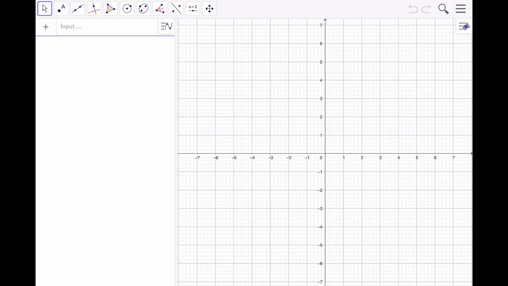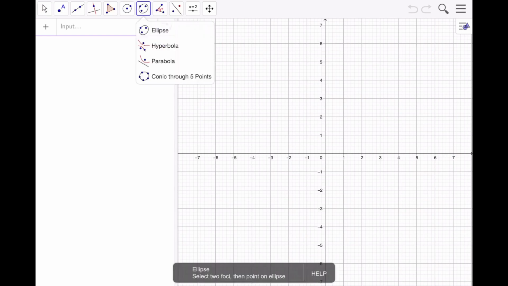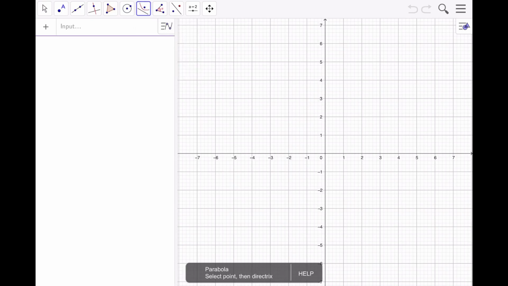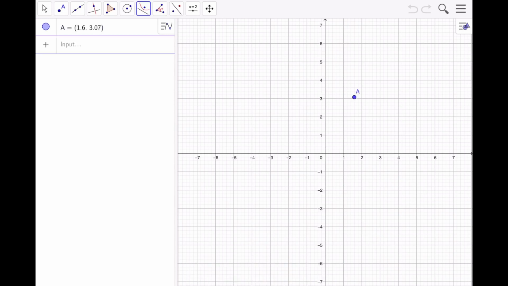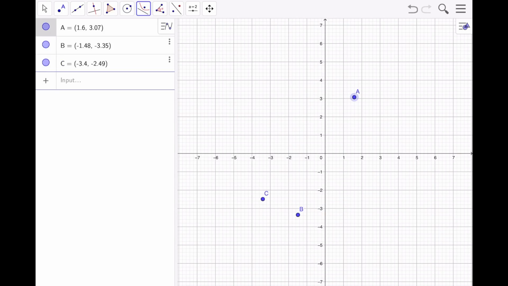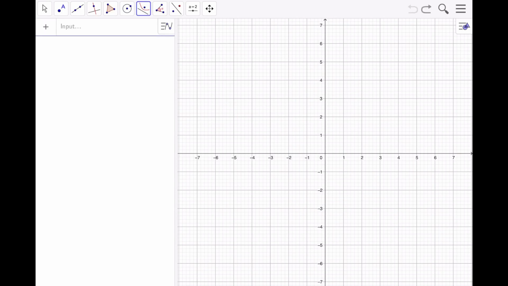All right, so I'm going to first start with the parabola. There is a feature for conic sections. I'm going to select parabola, and it's going to tell me to select a point and then the directrix. The point's the focus and the line's the directrix, but I don't have a line, so I'm going to have to create one. So I'm going to undo that.